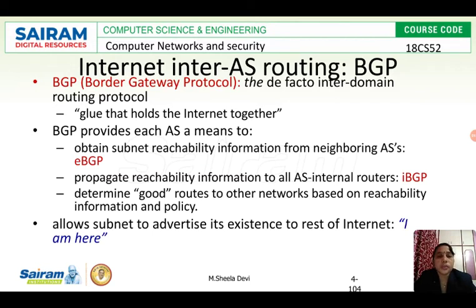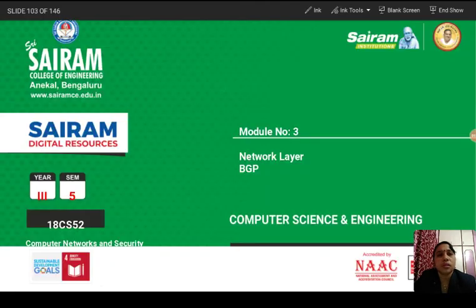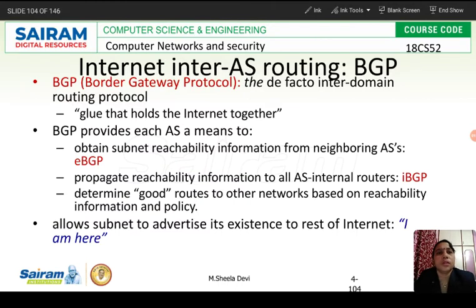So what is external BGP session? We'll take this example. This is an autonomous system and this is another autonomous system. A node in this autonomous system, a router, is connected to some subnetwork. So a router in this autonomous system wants to communicate with the subnetwork in the other autonomous system.